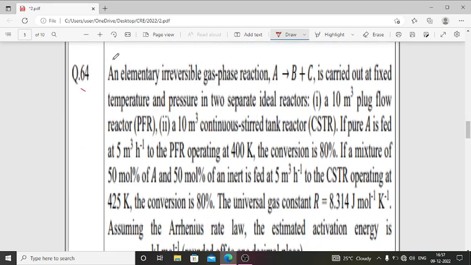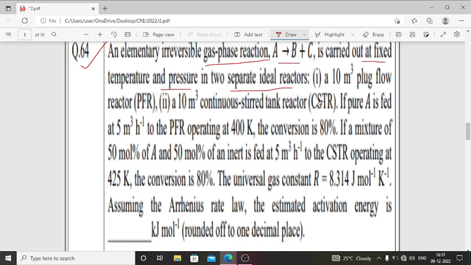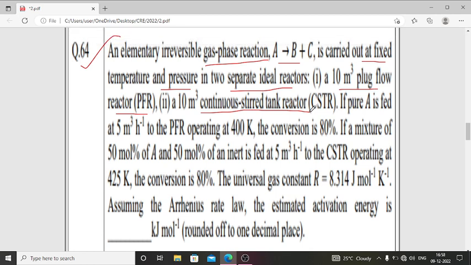Next question, question number 64. An elementary irreversible gas phase reaction A gives B plus C is carried out at fixed temperature and pressure in two separate ideal reactors. Two separate ideal reactors mean one is a plug flow reactor, another one is a CSTR. The first condition, 10 meter cube plug flow reactor, that is PFR. Volume is 10 meter cube. Another one, 10 meter cube continuous stirred tank reactor, that is CSTR. So both reactors have the same volume.